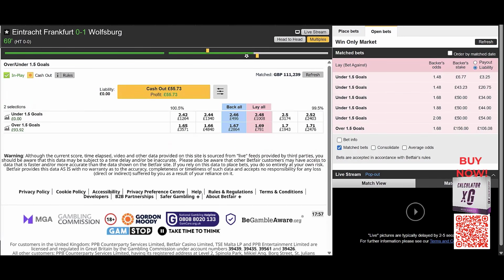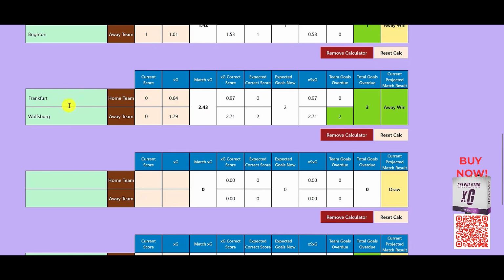Now let's take a look at the data. So you can see here, this is Frankfurt versus Wolfsburg. I've updated the XG, which is quite a big leap, okay, in favour of Wolfsburg. It wasn't even a penalty. So anyway, we're going to adjust the score. So we're on the correct match result. However, we still got 2 goals overdue, with another goal at least due to Wolfsburg. So the XG suggesting this should probably be at least a 2-0 win to Wolfsburg.